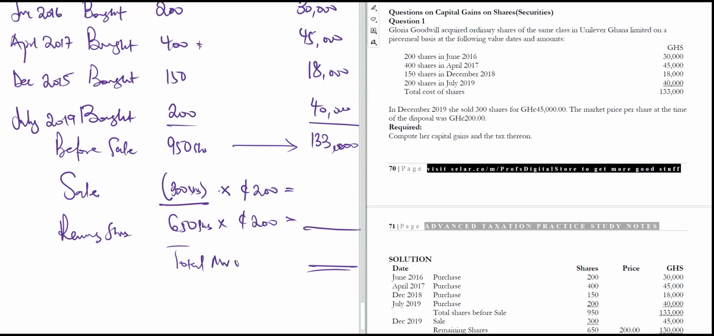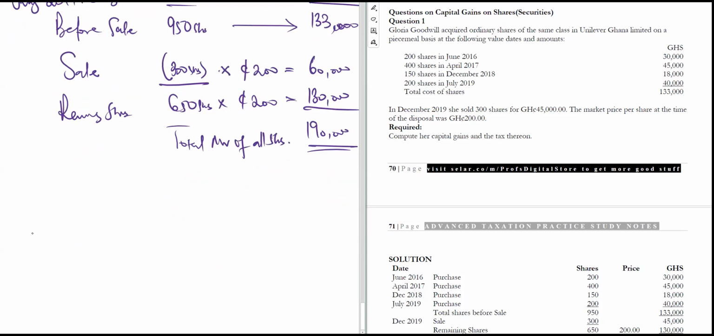If you put it together, we should get the total market value of all the shares, right? What's the total market value of all the shares? 300 times 200 will be 60,000, right? And then 650 and the 200 will give us 130,000. So if you put it together, we get 190,000, right?